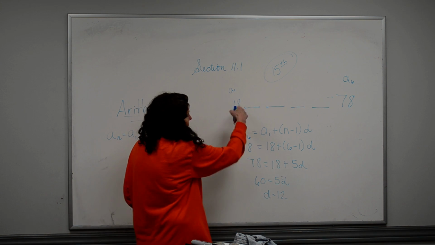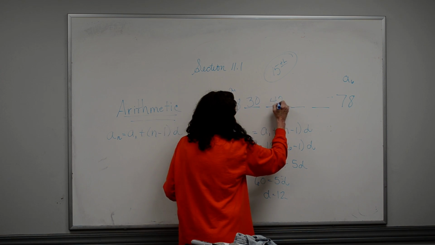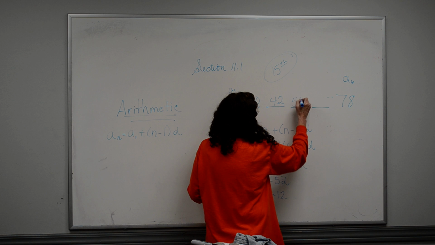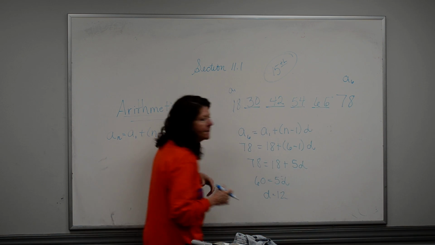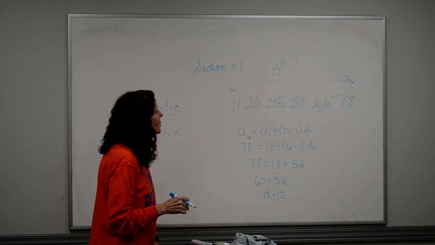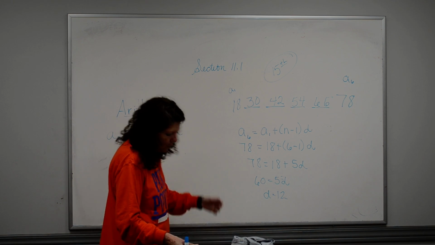So I'm going to add 12 to 18, and I'm going to have 30 there. Then I'm going to have 42. Then I'm going to have 54. And then I'm going to have 66. And then I'm going to have 78. Now there's a logical way to do that too, but that's a way to do it with the equation.